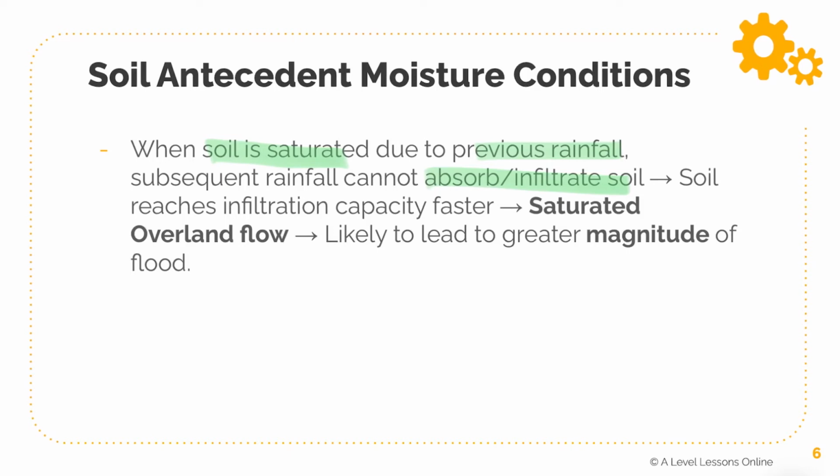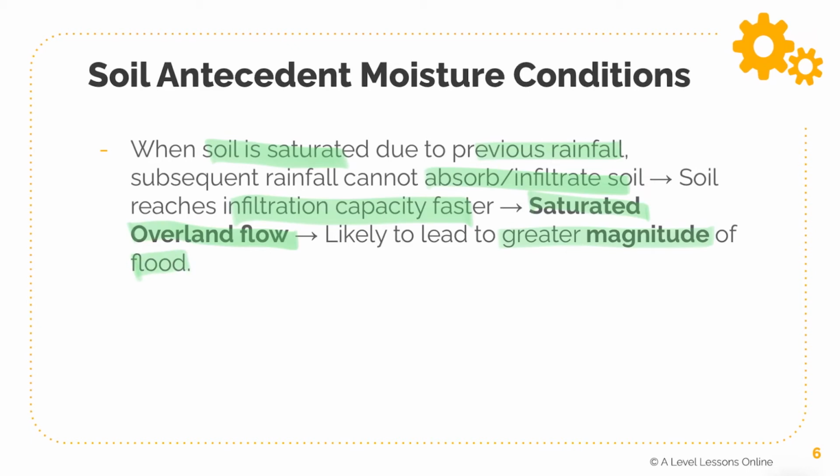It cannot infiltrate and then percolate fast enough. So a lot of water is actually stored in the pore spaces. This will allow the soil to reach infiltration capacity faster, and this leads to saturated overland flow, right? The reason why it is not Hortonian and it's saturated overland flow is because the soil is already very saturated from the previous day's rainfall. So this leads to this thing called SOF. Hence, this will increase the magnitude of the flood definitely.